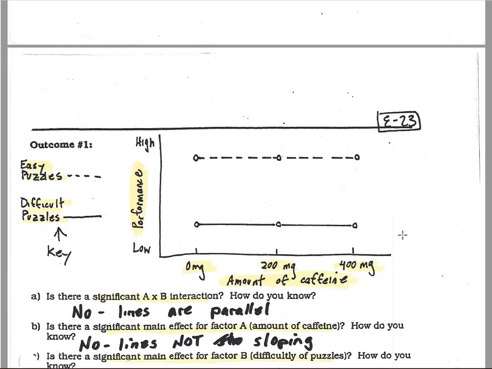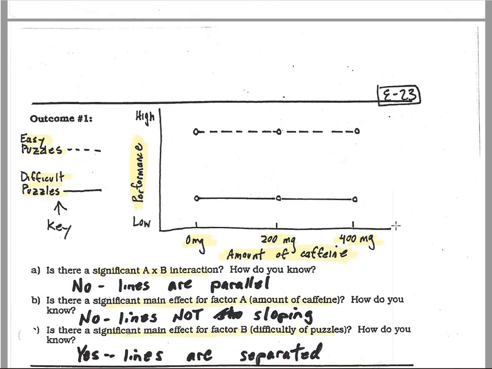Question C, is there a main effect for factor B, difficulty of the puzzles? Yes, there is a main effect for factor B. How do you know? The lines are separated. This line is separated from this line. People with easy puzzles answered a lot more puzzles compared to those with difficult puzzles. That kind of makes sense. So yeah, I've got a significant main effect for factor B. This is outcome number 1.